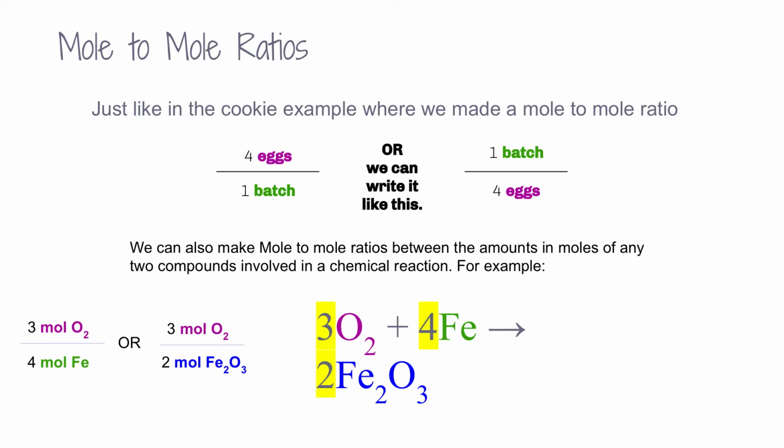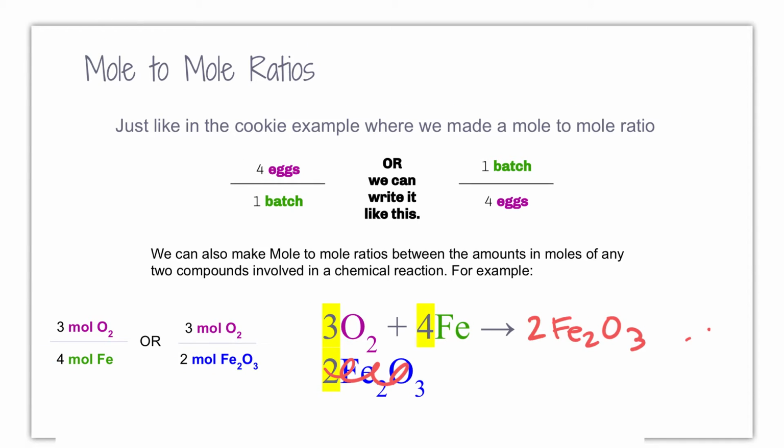2Fe2O3. We can write the ratio as 3 moles of O2 over 4 moles of Fe. We could write 3 moles of O2 over 2 moles of Fe2O3. We could also write it as 2 moles Fe2O3 over 4 moles Fe. You can write any ratios between the two using the coefficients of the balanced chemical equation.